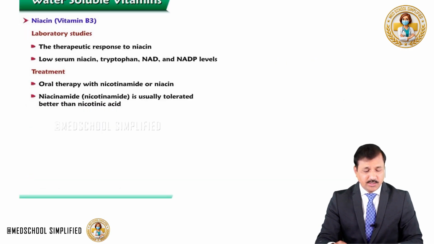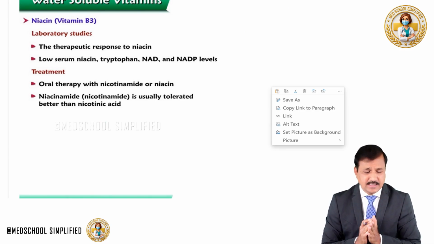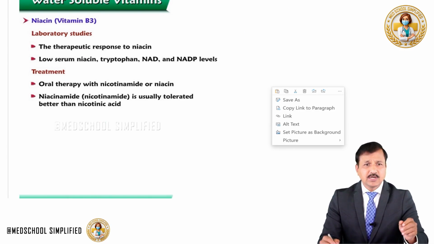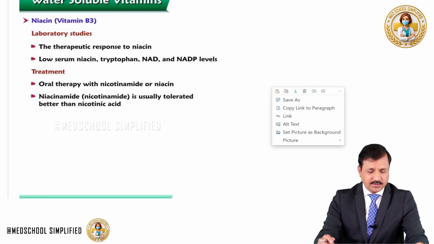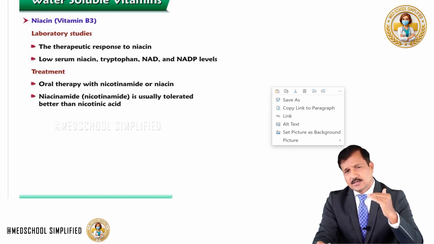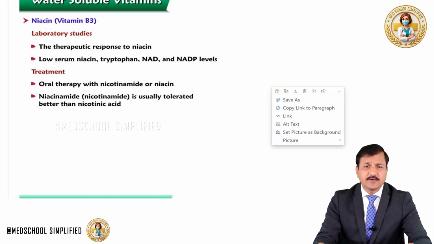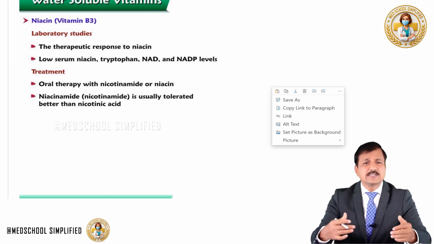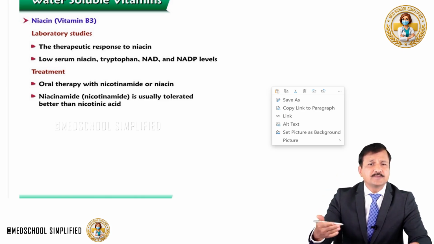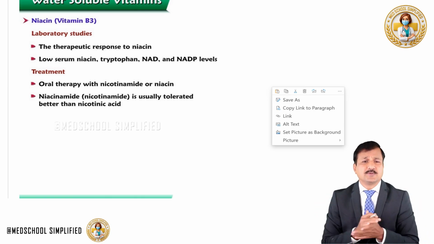Now, let us move on to laboratory studies that are done in niacin deficiency. Here, we need to look at the therapeutic response to niacin in a patient with typical symptoms and signs of pellagra, which establishes the diagnosis. Like when you see diarrhea, dermatitis, dementia, and you highly suspect that there is niacin deficiency in the patient. So, when we give niacin supplementation, and if the signs and symptoms improve with the niacin supplementation, that establishes the diagnosis.